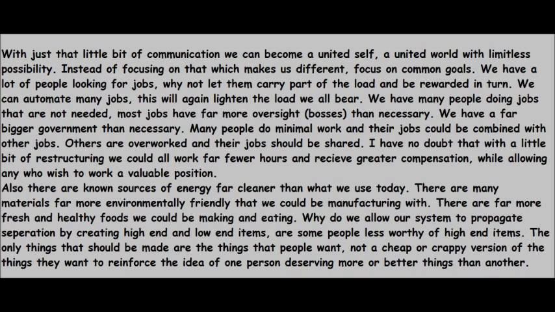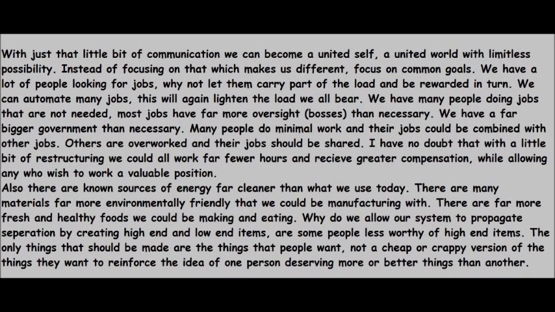Instead of focusing on that which makes us different, focus on common goals. We have a lot of people looking for jobs. Why not let them carry part of the load and be rewarded in turn? We can automate many jobs. This will again lighten the load we all bear. We have many people doing jobs that are simply not needed. Most jobs have far more oversight or bosses than necessary.